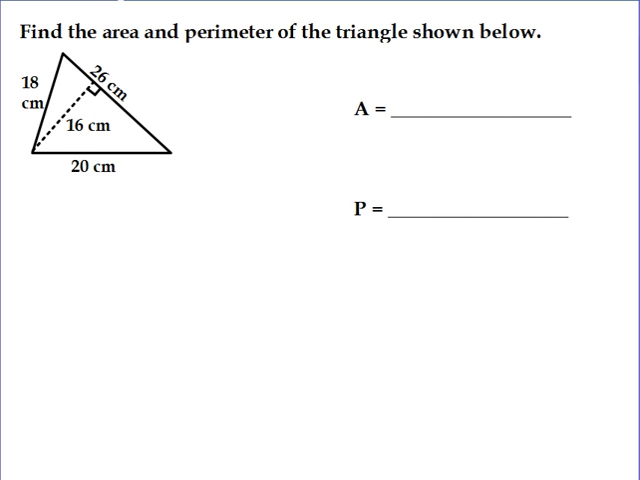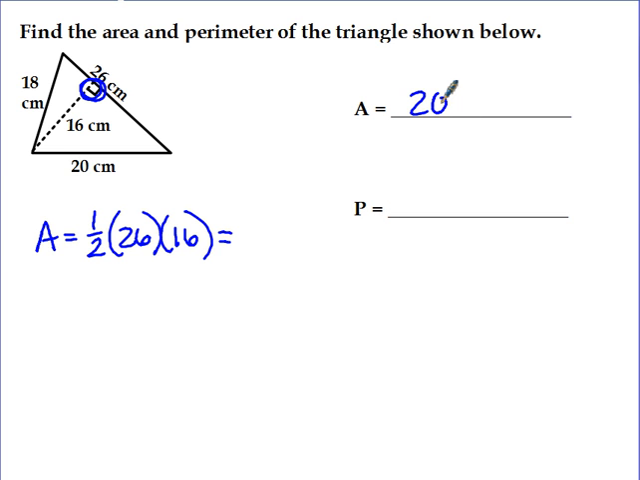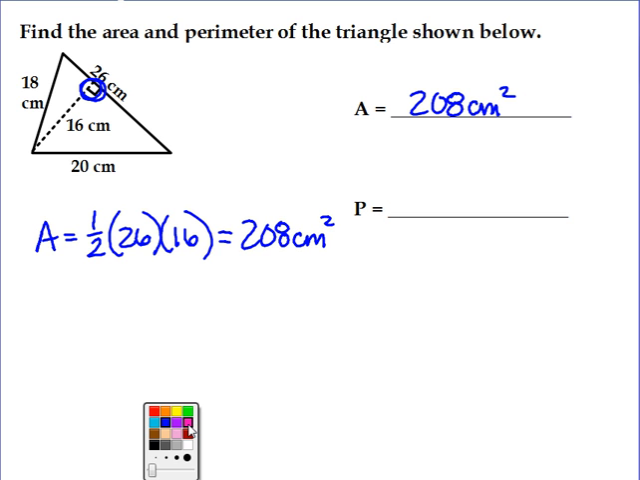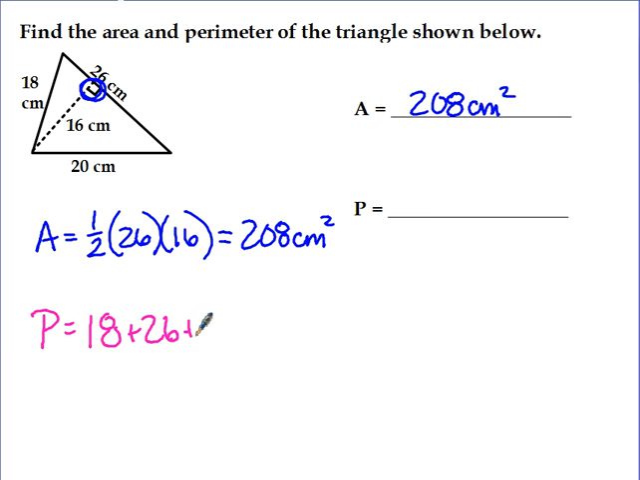Okay, so again here, just another orientation of the triangle, but really it's just trying to let you figure out where the height and the base are. So here's my right angle. So the area will be 1/2 26 times 16. And that's going to be 208. And then adding up all 3 sides would be 18, 26, and 20. Again, don't include that dotted line, the height, and that's going to be 64.